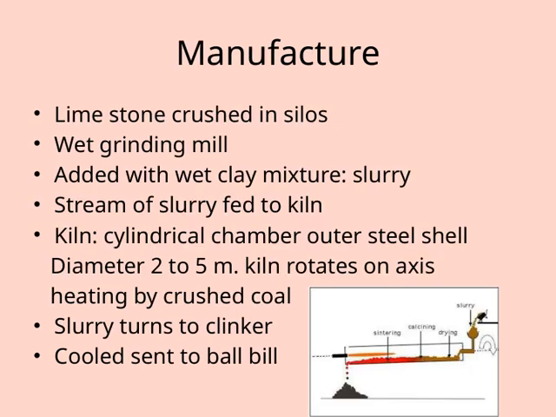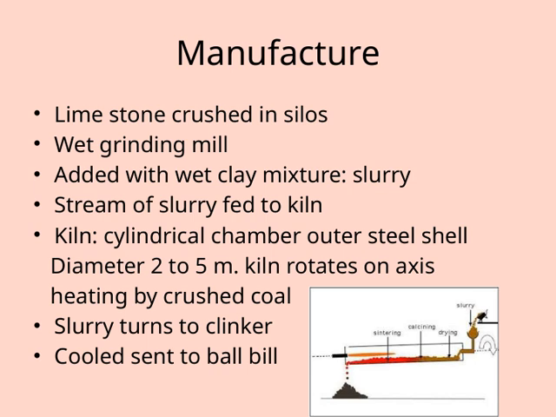First, limestone is crushed in silos to prepare it for the next steps. Then it goes into a wet grinding mill where it's ground into a fine powder. At the same time, we add a wet clay mixture, known as slurry, to this limestone. This slurry is then fed into a kiln.